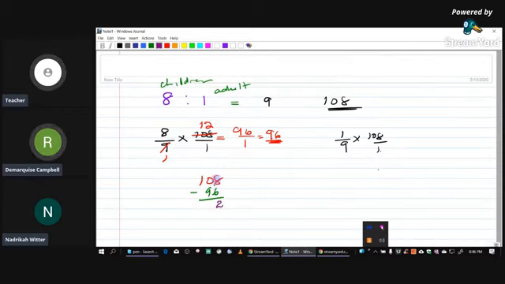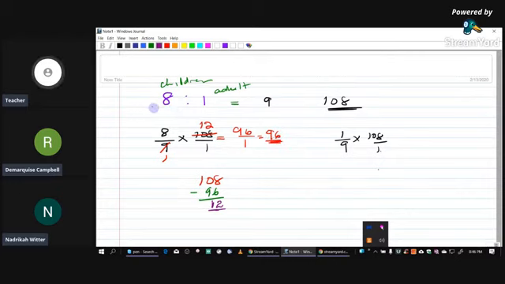6 from 8 would leave me with 2, and 9 from 10 would leave me with 1, right? Because we have 9 and we're taking it out of 10. So that would mean that we had 96 what?